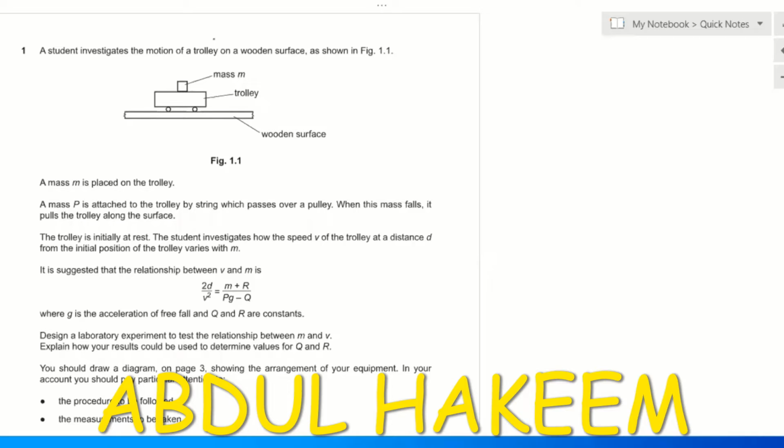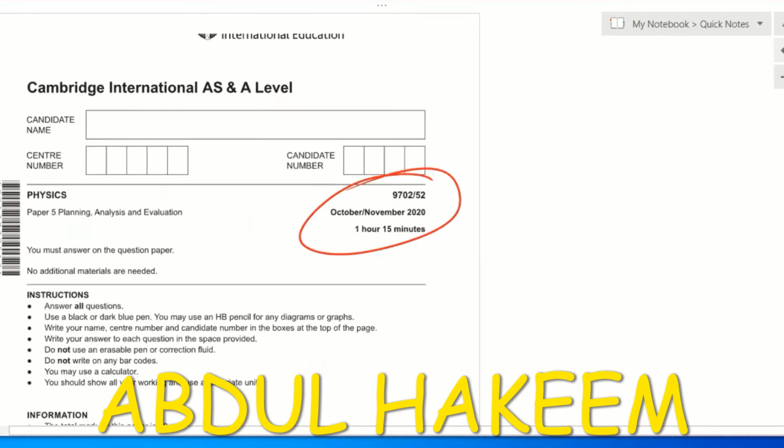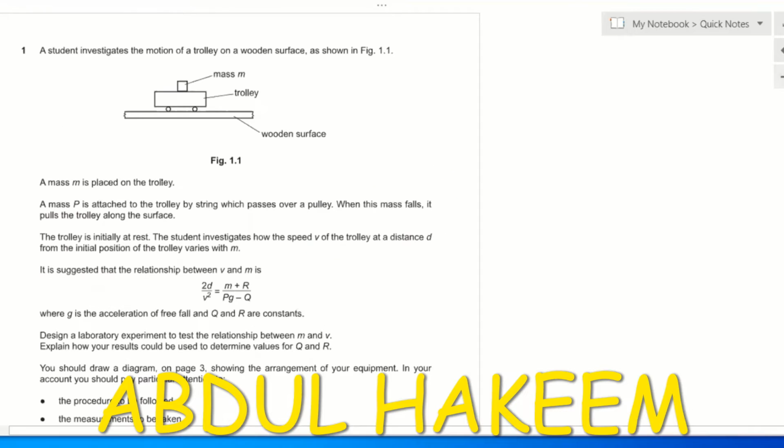Okay, this question is from November 2020, paper 529702. Question number 1 is: a student investigates the motion of a trolley on a wooden surface as shown. The mass M is placed on the trolley.